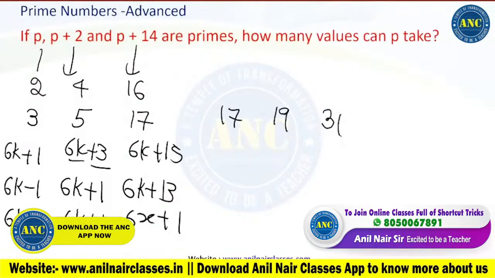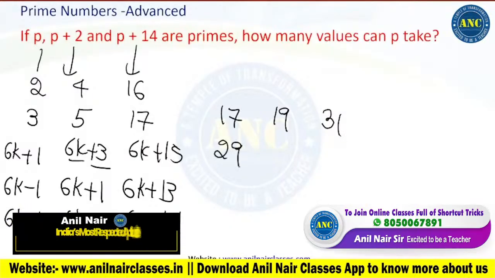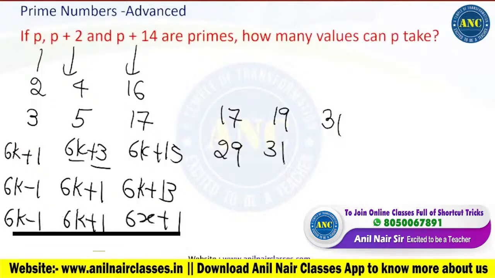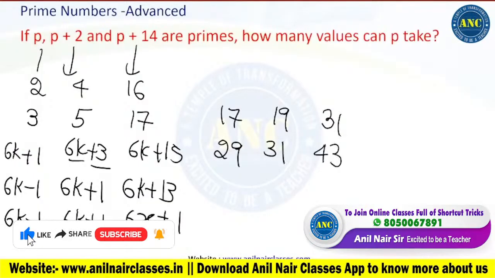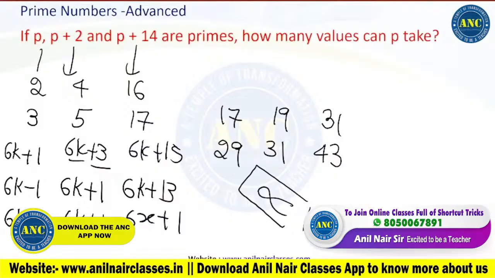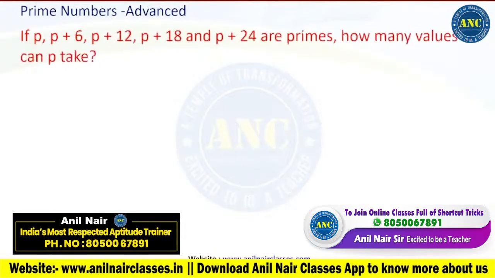You are getting it. Let me take 29, which is 6 times 5 minus 1. 29 plus 2 is 31, and 29 plus 14 is 43. 29, 31, 43. Like that, there exist so many two-digit numbers which satisfy this question. Two digits it satisfies, three digits it satisfies, and so on. It is infinite.